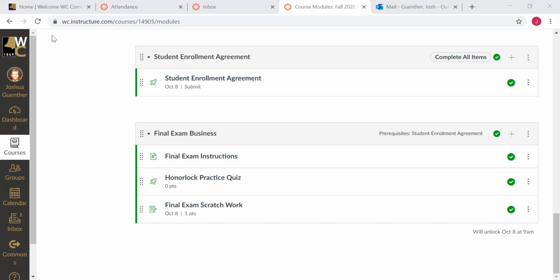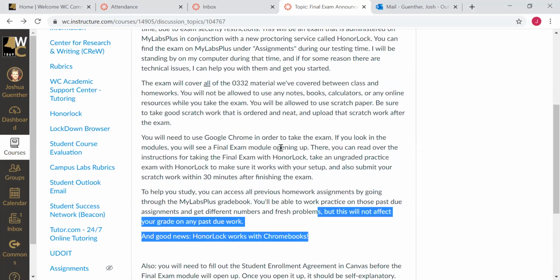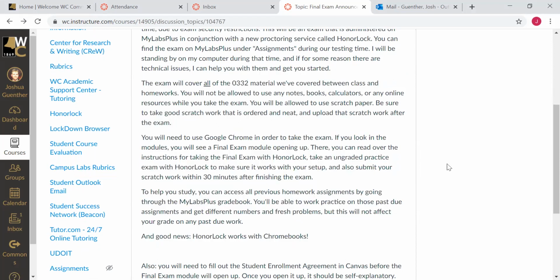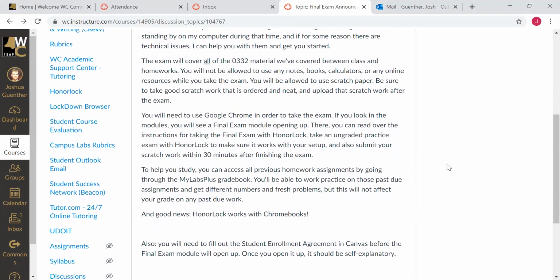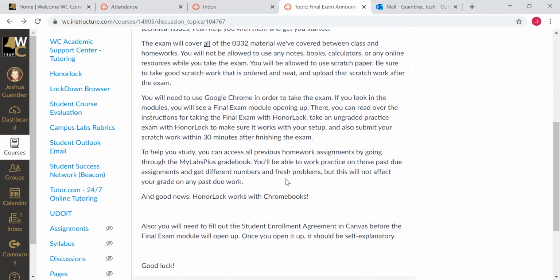So yeah, that's that. Let's see, is there anything else we need to go over? You got to use Google Chrome. You can use the Chromebook to take it. You need to have a webcam. I feel like I'm reiterating things. You got to submit your scratch work within 30 minutes of finishing the exam.